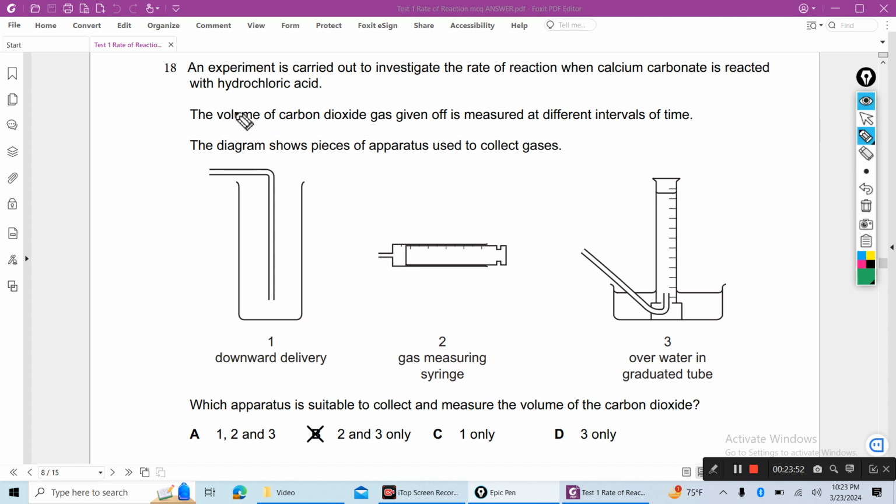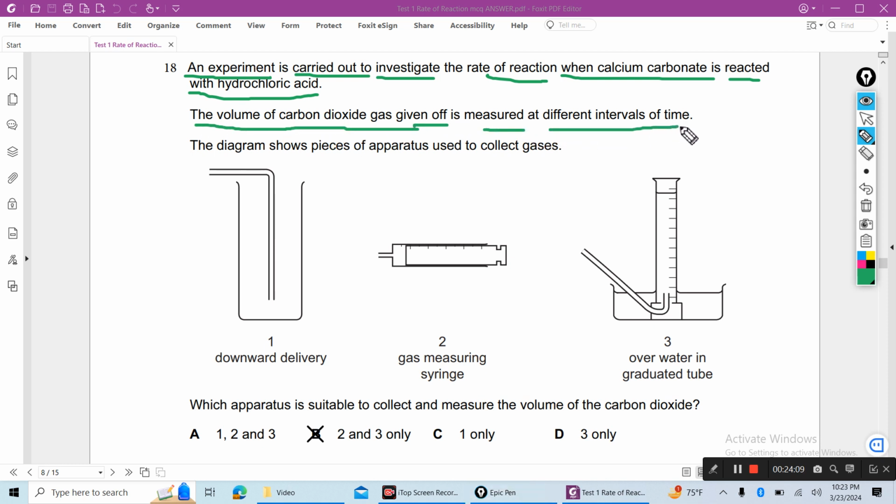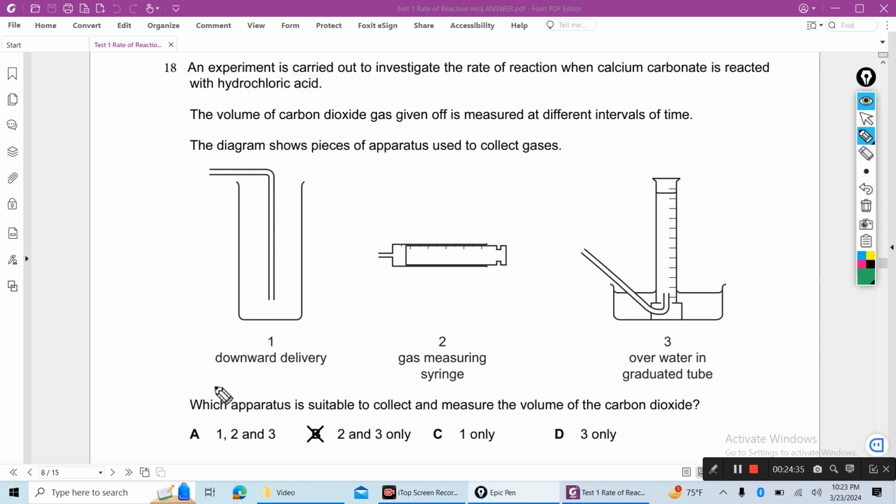You see 18. An experiment is carried out to investigate the rate of reaction when calcium carbonate is reacted with hydrochloric acid. The volume of carbon dioxide gas given off is measured at different intervals of time, meaning after a certain time. Now the diagram shows pieces of apparatus used to collect the gas: the downward delivery, the gas measuring syringe, and the gas collected over water in a graduated tube. So which apparatus is suitable to collect and measure the volume of the gas?